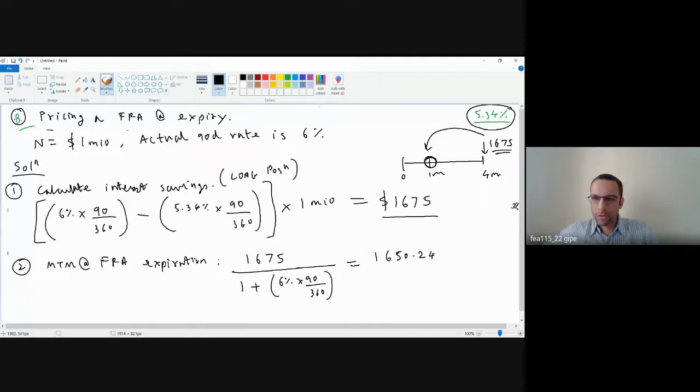Now, this is what you can call the MTM. So if you are to mark it on the financial statements as to what is the MTM valuation for this product, you can use 1650. So now this number can be used for your MIS reporting, audit reporting, and also any kind of exposure monitoring, etc. So this is how you calculate the FRA price at expiry. Again, this is something which will happen just once in the life of a FRA, because expiry can happen only on one date.